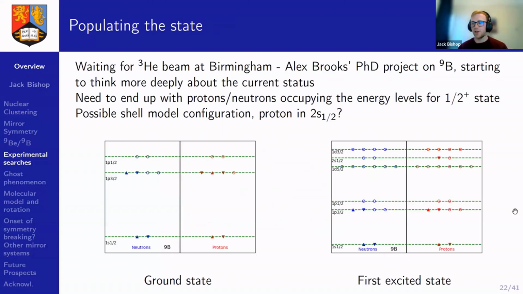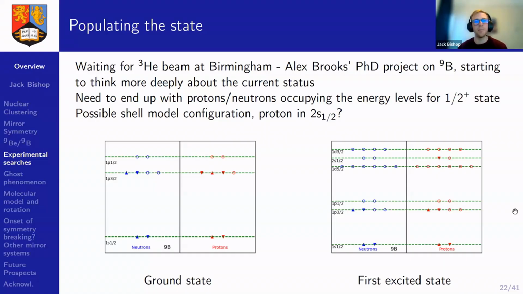By this point, it was time for me to leave Texas A&M, and I was just starting a new job at Birmingham. One of the PhD students in our group, Alex Brooks, had just finished his master's project, and it was all about boron-9. He was waiting for an experiment to take place at our MC40 cyclotron. There was a problem with the helium-3 beam line.